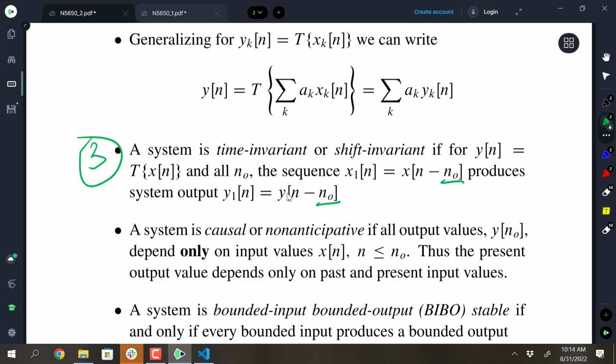If it's an electronic circuit, temperature is just a bad thing for electronics, right? It makes things change. So it's probably not time invariant, strictly speaking, although it might be very small variation due to temperature, especially if the temperature is constant, like it's a cloudy day or something like that.